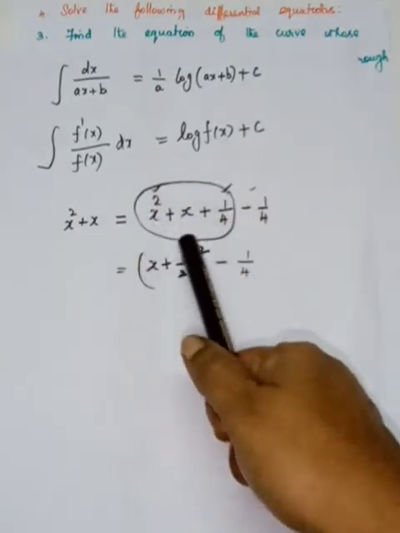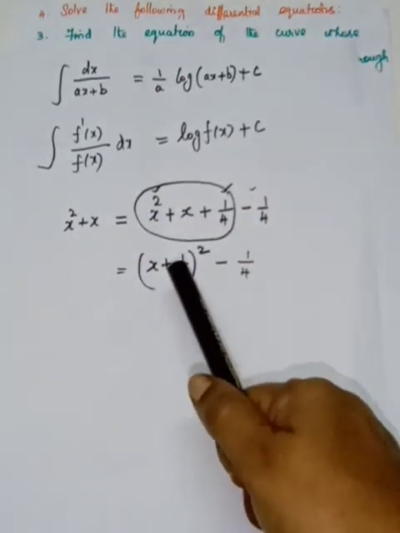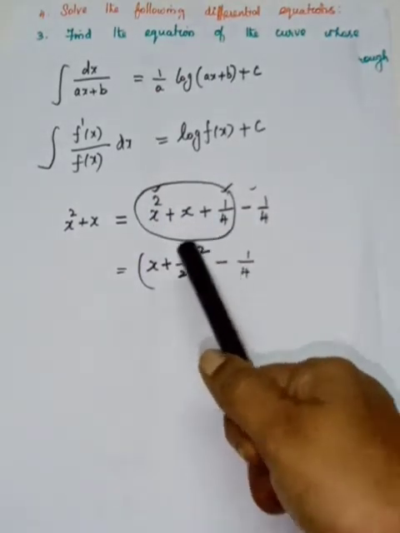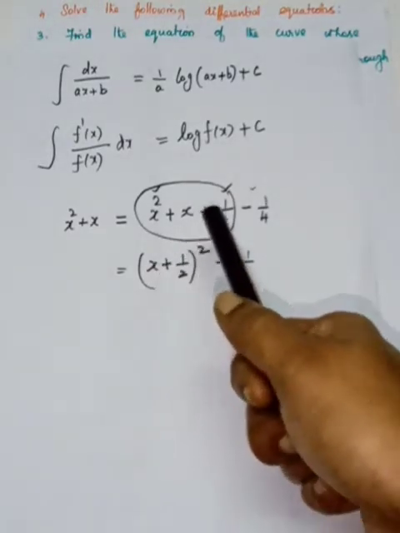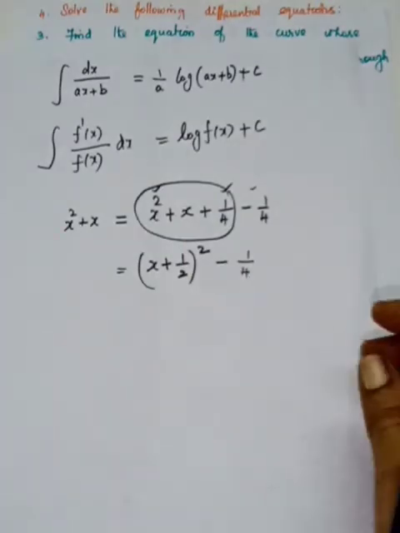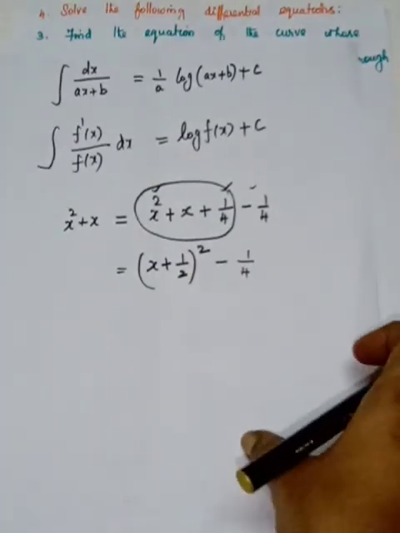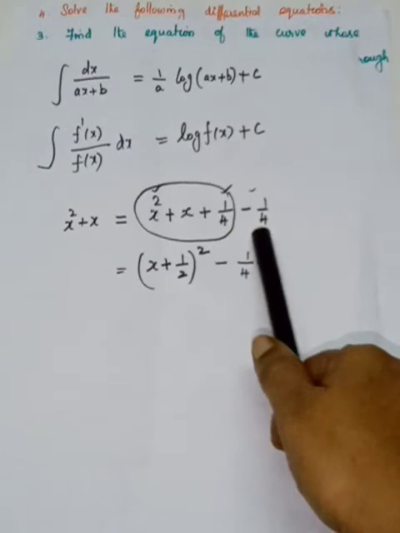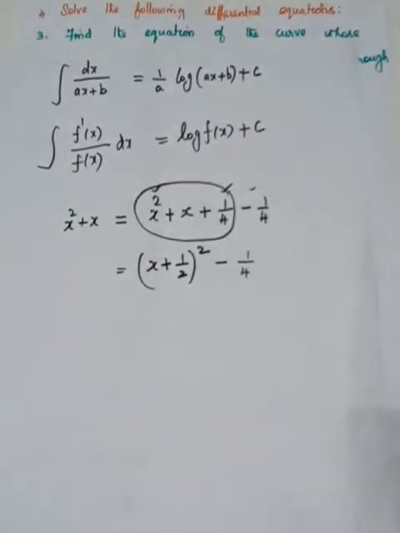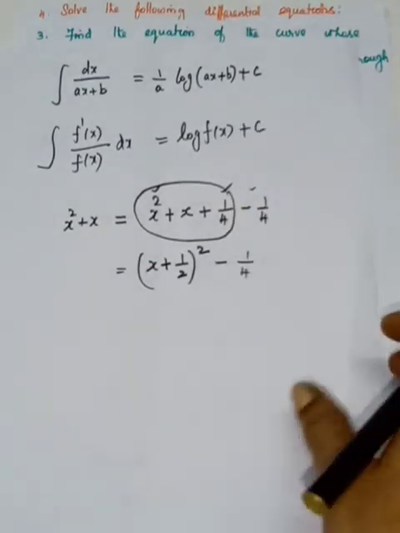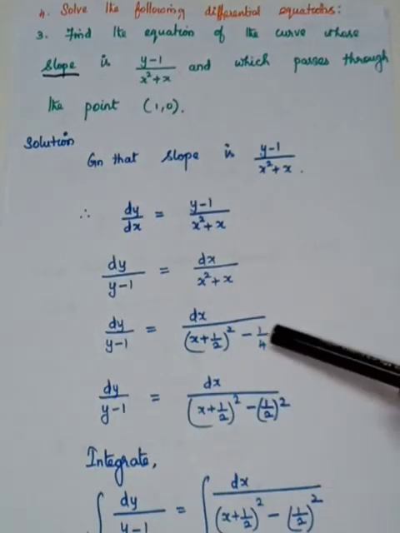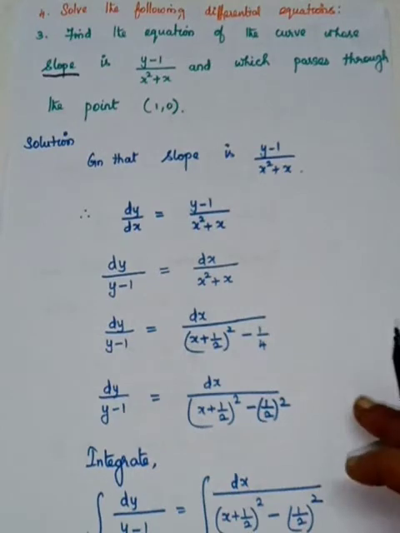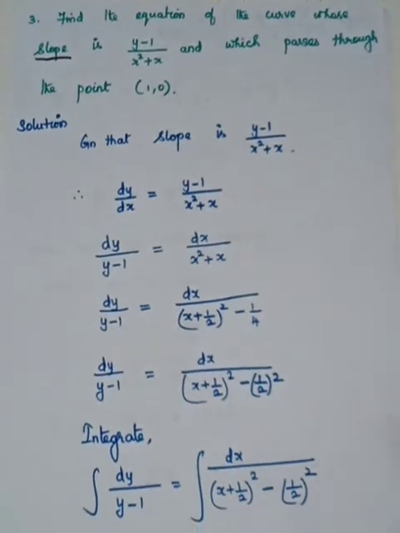So the first three terms will give the a plus b the whole squared or a minus b the whole squared. Here you are having x plus 1 by 2 the whole square minus 1 by 4. You can write it directly, or you can add and subtract the square of half of the coefficient of x. Then you will get the completion of square. So here I have written this 1 by 4 as 1 by 2 the whole square. Then I'll go for the integration on both the sides.